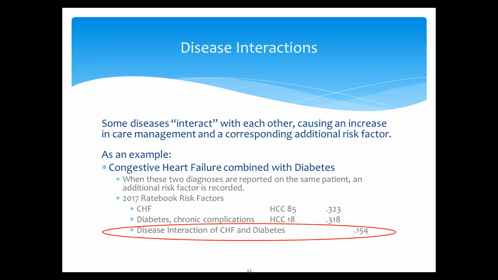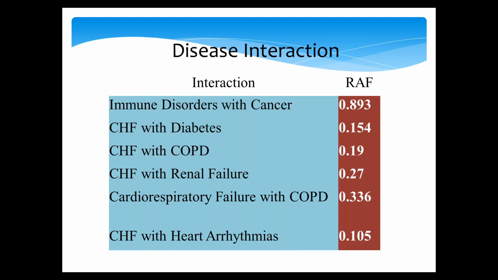Brief thing here on interactions. There are certain diagnoses that interact with each other, and these give you not only the risk score for the condition, but they give you an additional risk score. So as you can see here, CHF has a 0.323 risk score, diabetes chronic has 0.318, but when both of them are in the same patient, you get an interaction of CHF and diabetes, you get an additional 0.154.